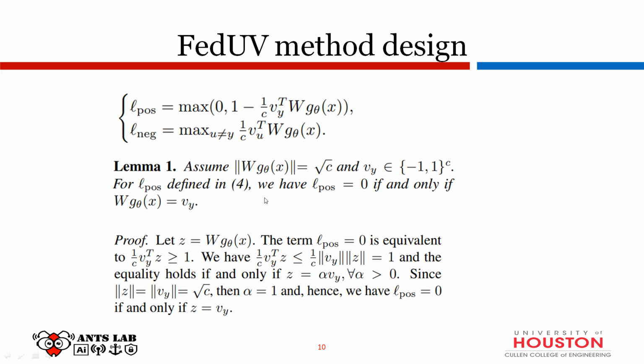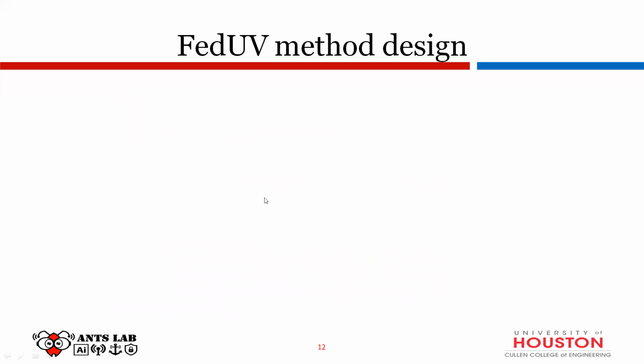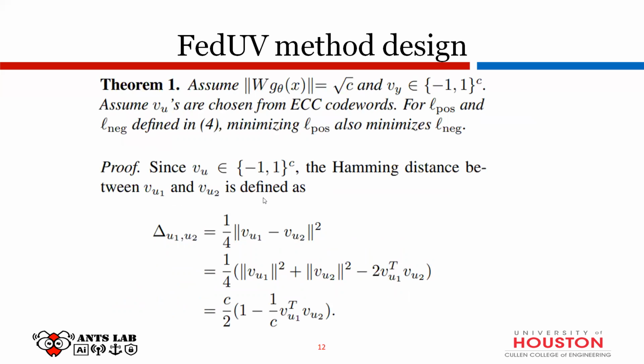Could you go to the next one? Not this one. Yes, this one. What this theorem tries to say is that the Hamming distance of this is defined. This is the Hamming distance, right? The outcome is this. So what the ECC code tries to do is maximize the outcome. If they want to maximize this result, they have to minimize this term right here, because it's minus. So here, minimizing the positive loss also means minimizing the negative loss.